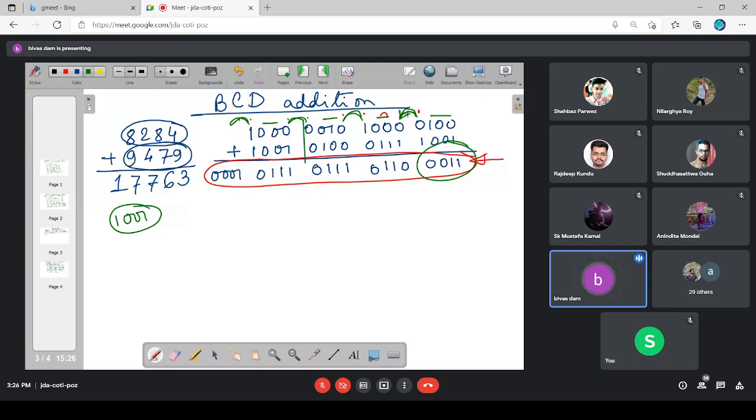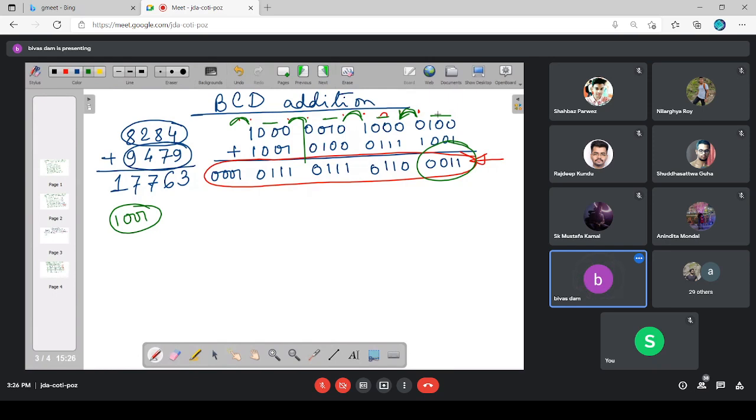Now, if either of these two cases is satisfied, either the value is greater than 9 or there was a carry from this nibble to the next higher nibble, in that case we have to make one corrective action. And what is the corrective action? Now we have to add 6, that means 0, 1, 1, 0, with this nibble position.